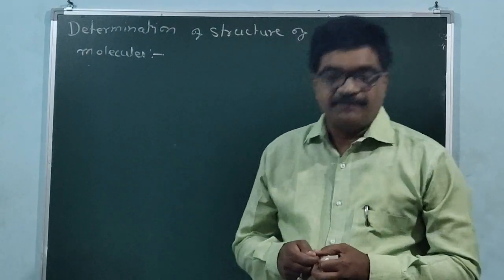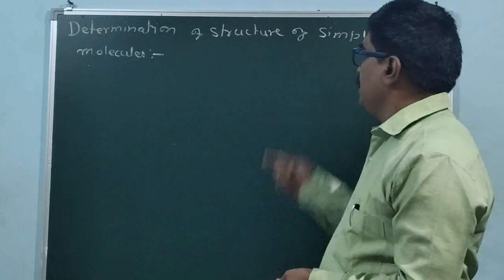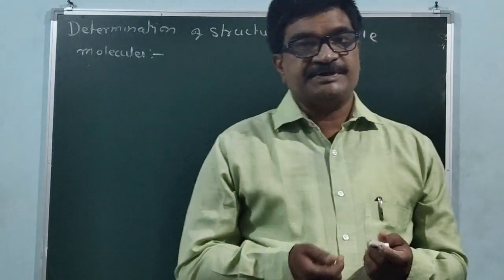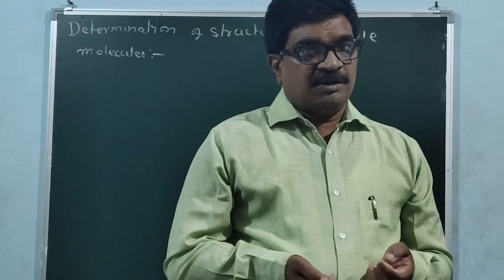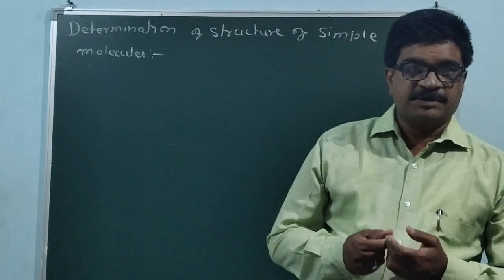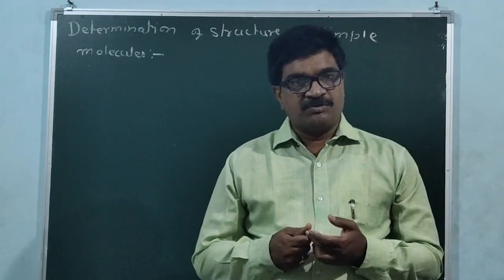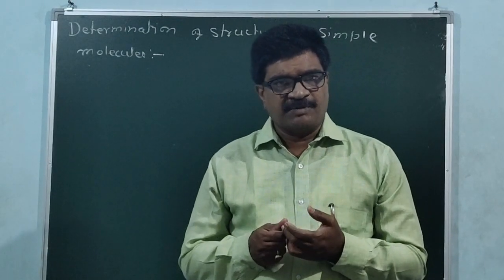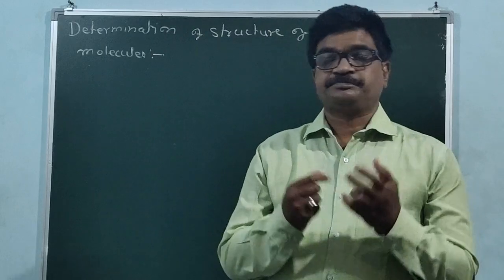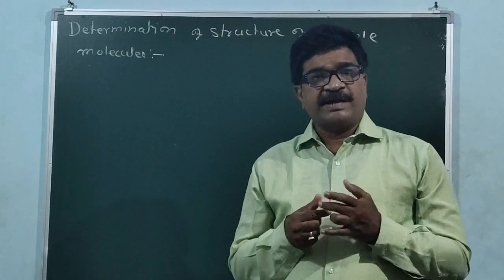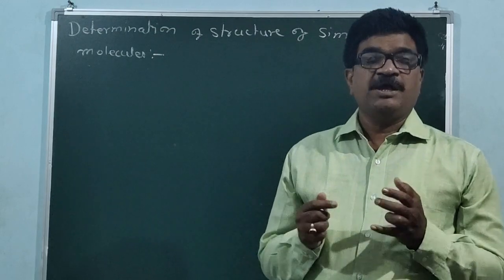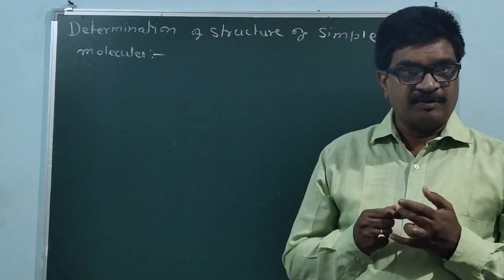Hello friends, today we are going to discuss the determination of structure of simple molecules with the help of VSEPR theory. In the last lecture we discussed the different stereochemical rules of the VSEPR theory. Let me summarize them one by one. The first rule is that if the central atom is surrounded by bond pairs and no lone pair, then the geometry of the molecule will be regular.